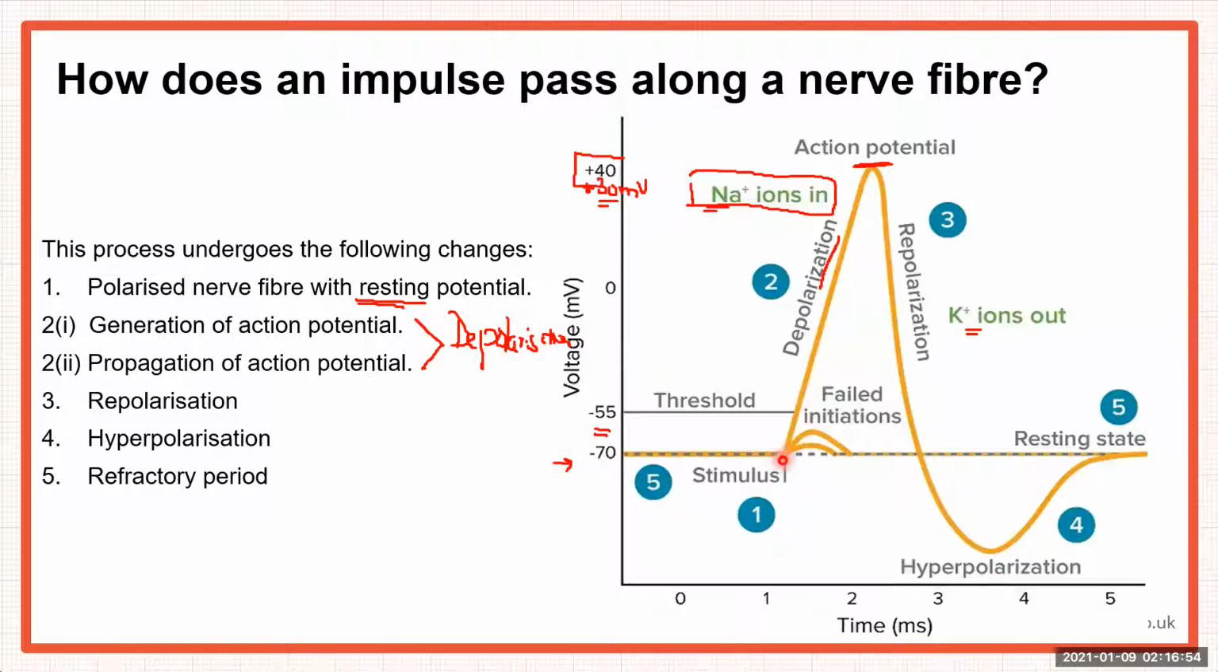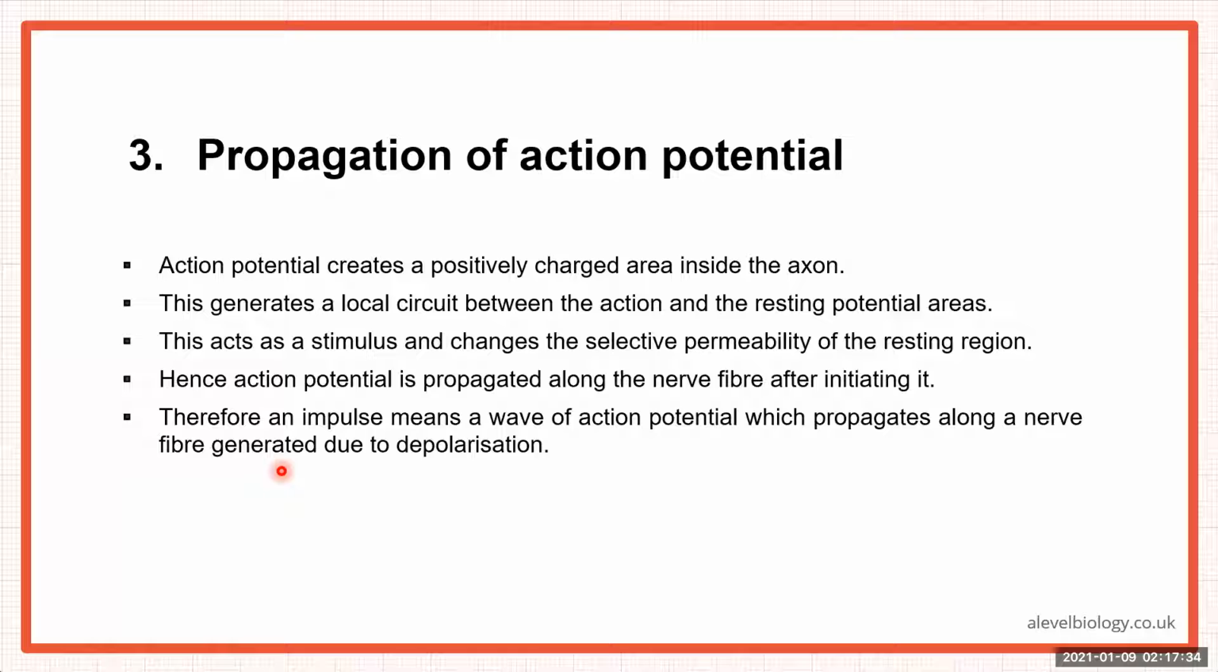If you look at this part, a strong stimulus is acting here, and this is how the action potential is being propagated, right? More and more channels would open eventually, so positive feedback will be created. This is how an action potential will be propagated. It will act as a local circuit between the active and the resting potential areas. We just saw that in the diagram.